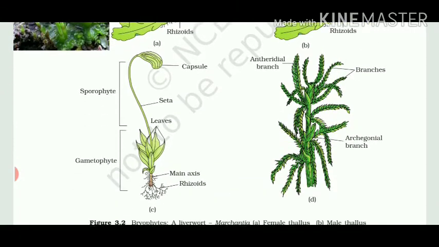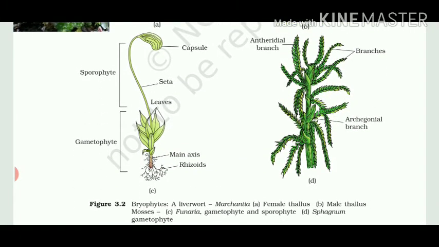Now let's come to these diagrams of mosses. One is of Funaria and the second is of Sphagnum. The Funaria diagram is very important. It again has root-like structures called rhizoids, then a main axis from which leaves are appearing. Then from the leaves, one long stalk is going upwards and ending in a capsule-like structure, and that thick or thin stem is called seta. So it looks like a stem and it is known as seta.